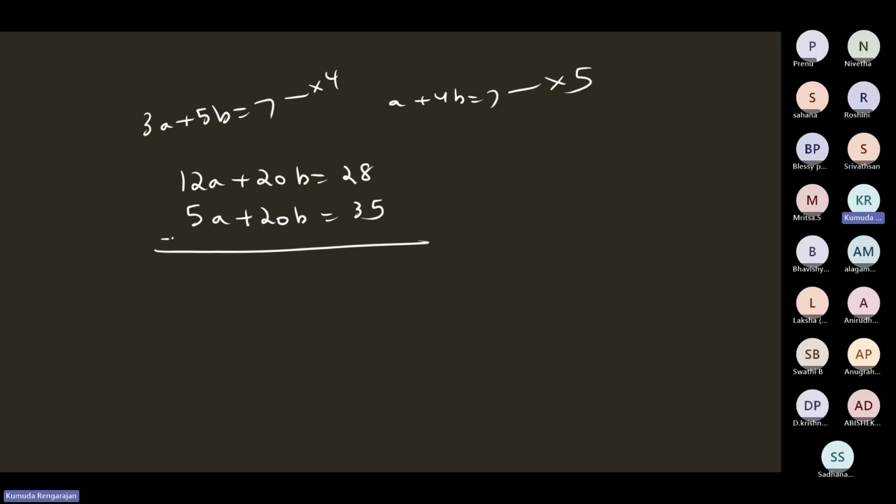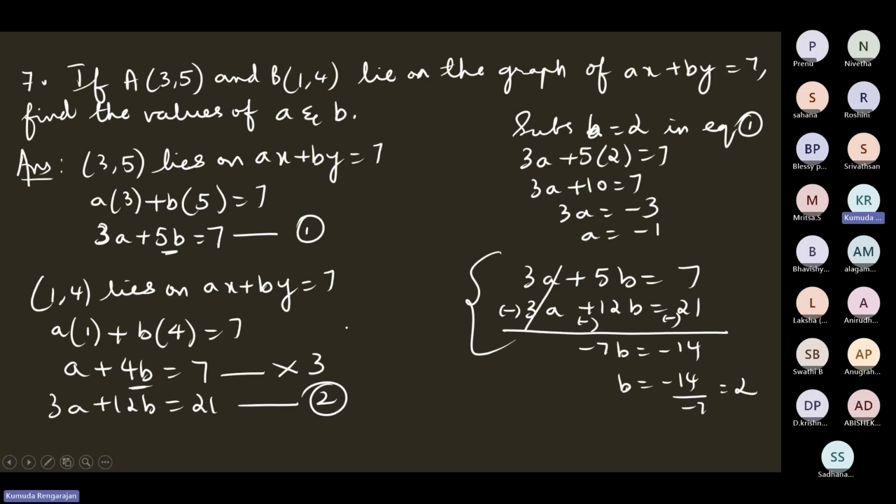Again, change the signs throughout. Minus, minus, minus. So you get 12a minus 5a, 7a. This gets cancelled. Plus 20b minus 20b cancels. Is equal to 28 minus 35, minus 7. So a is equal to minus 7 by 7, which is minus 1. See, that's what we got here. a is minus 1.